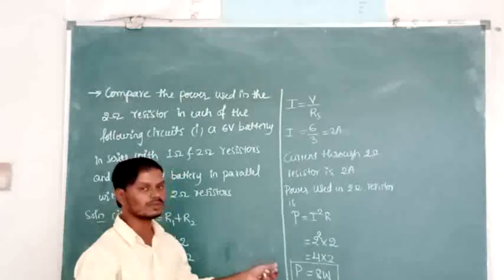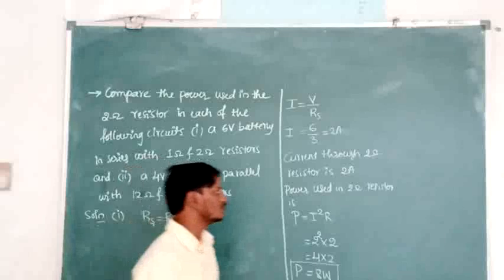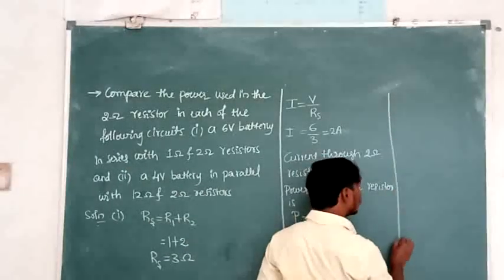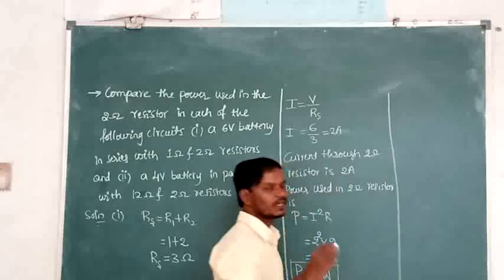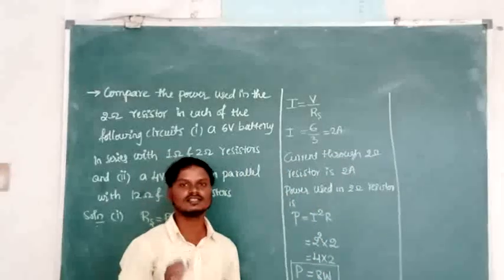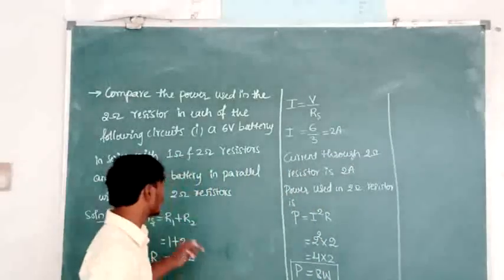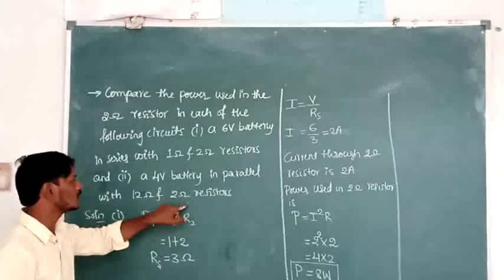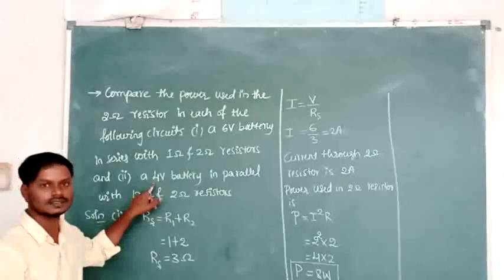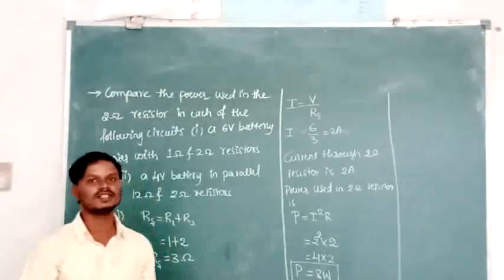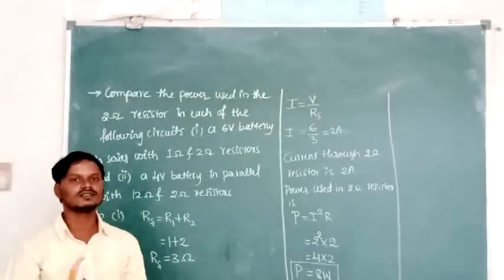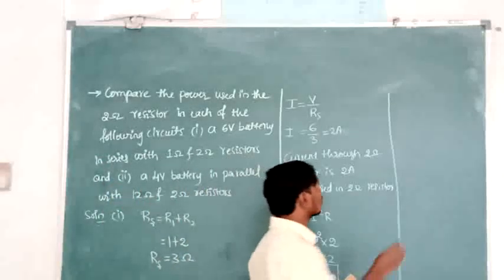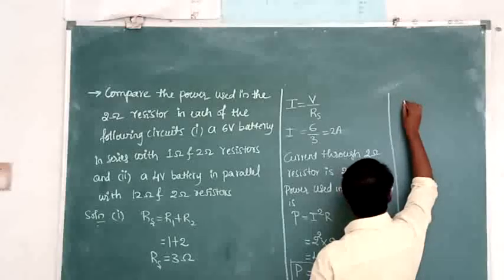Similarly, we are going to find power used in 2 ohm resistor in parallel combination. But in parallel combination, what is same? In parallel combination, voltage across each resistor is same. What is the voltage across each resistor? Means what is the voltage across 12 ohm and 2 ohm in the parallel combination? That is 4 volt. So what do we have to find now? First we have to find V. V is same here. So second case.